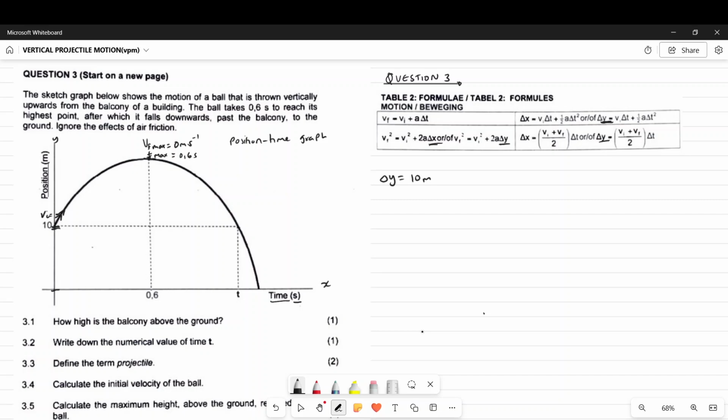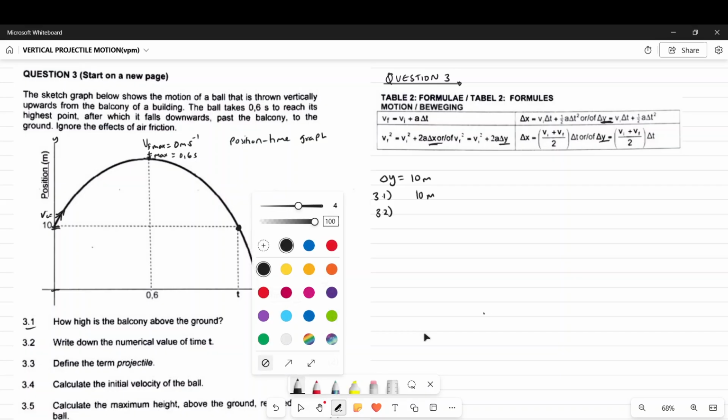Question 3.1 asks how high the balcony is above the ground. That is only for one mark. You could have just said 10 meters. Question 3.2 says write down the numerical value of time t. As you can see, time t is right here.